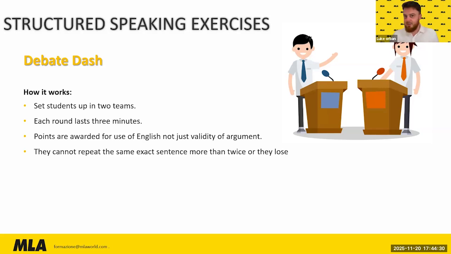A round lasts 3 minutes, so the students have to formulate an argument for or against something, and they have a debate. Somebody argues for the motion, then somebody from the other team responds, and they go back and forth for those 3 minutes. And then again, points are rewarded for the use of English, not just the validity of the argument. So again, it's about effort. It's about maybe applying English in a more accurate way when we're talking about debates.